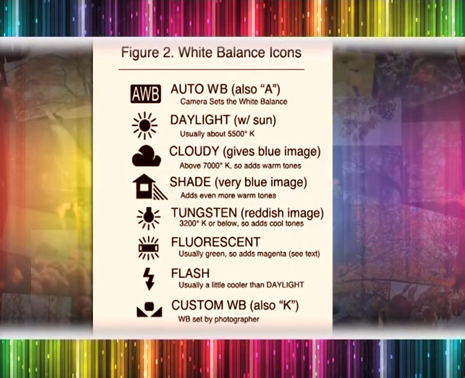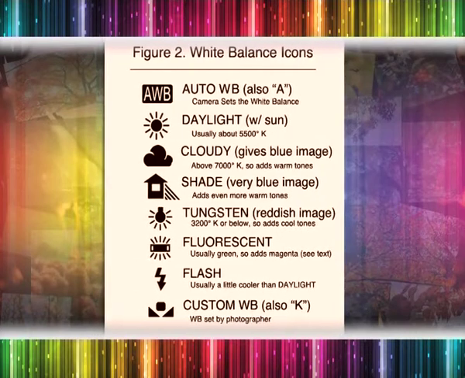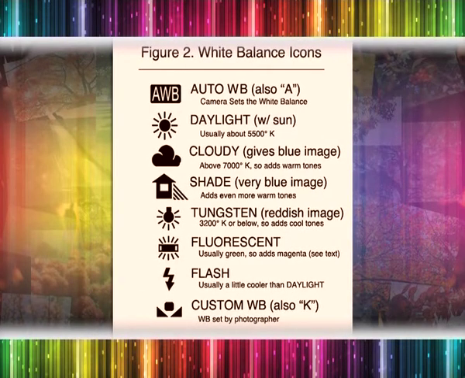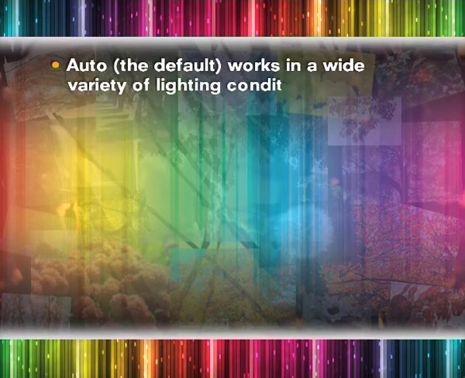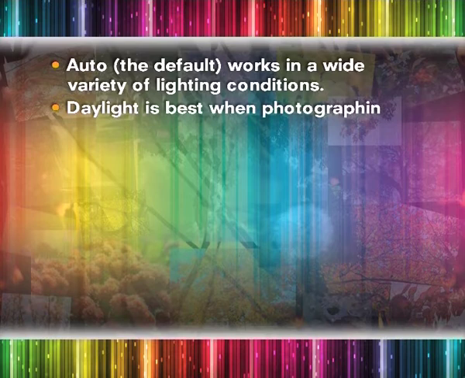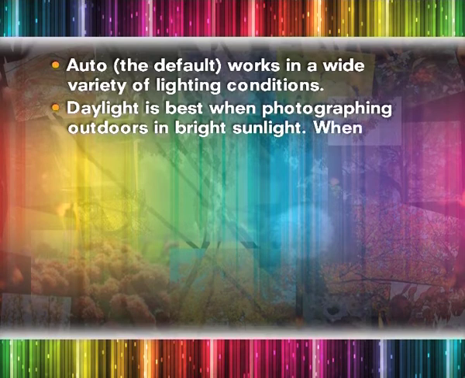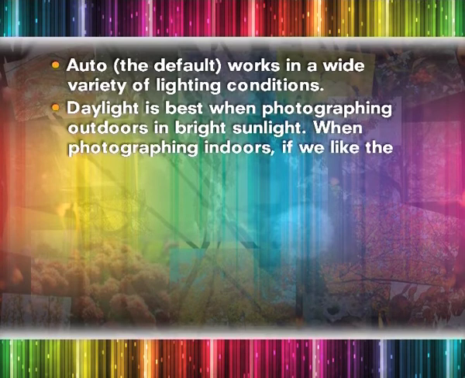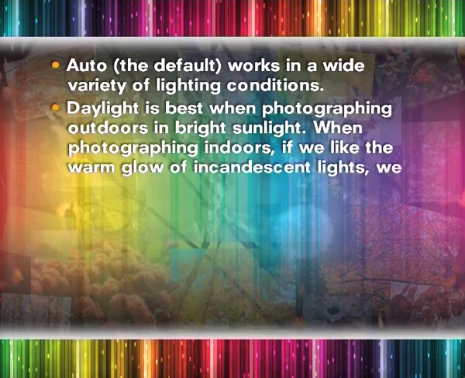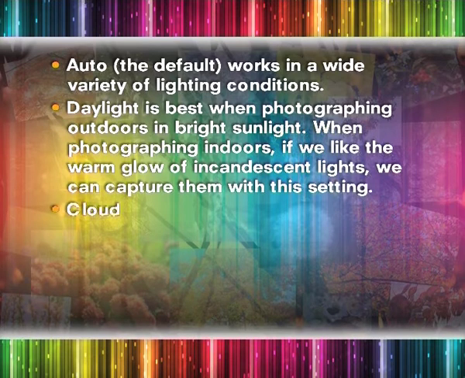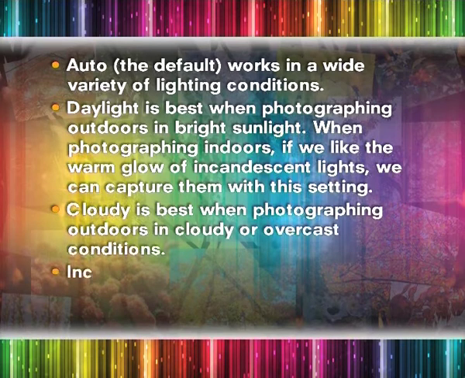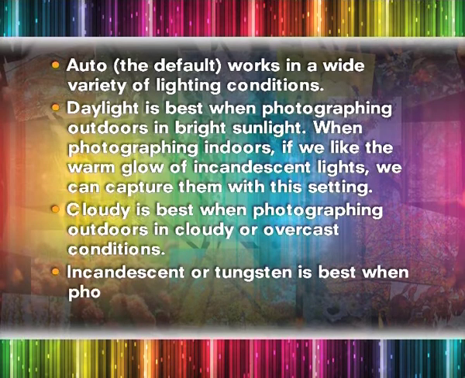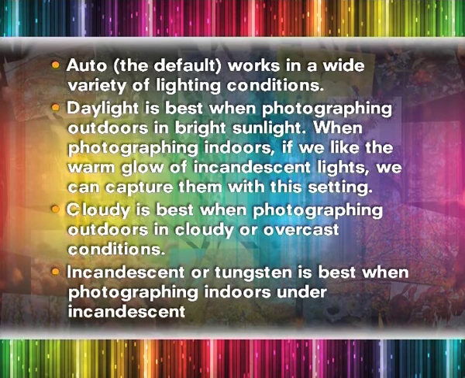Many digital cameras offer a number of white balance settings, some for specific lighting situations. Auto, the default, works in a wide variety of lighting conditions. Daylight is best when photographing outdoors in bright sunlight. When photographing indoors, if we like the warm glow of incandescent lights, we can capture them with this setting. Cloudy is best when photographing outdoors in cloudy or overcast conditions. Incandescent or tungsten is best when photographing indoors under incandescent lights.